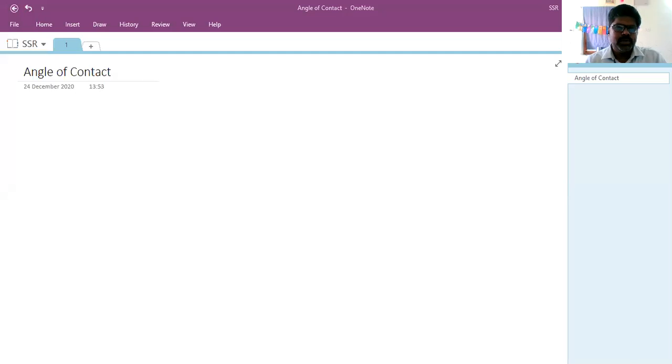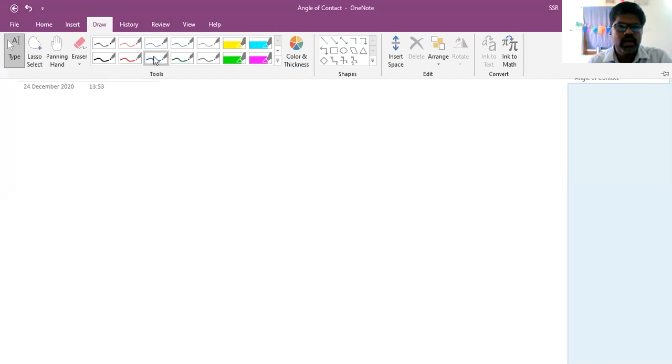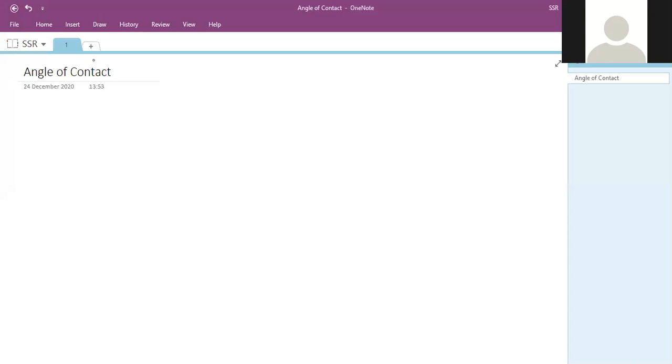That is angle of contact. The heading: angle of contact. So, as part of surface tension, the next topic we need to discuss is angle of contact. So, what is this angle of contact?